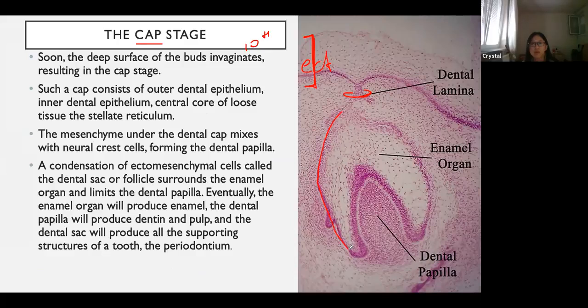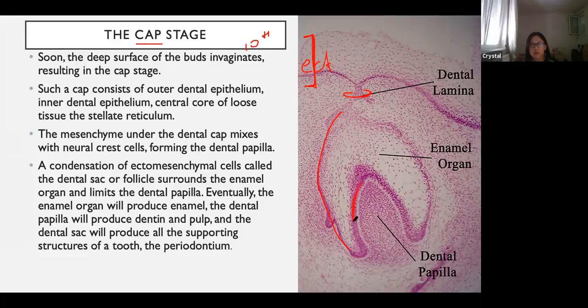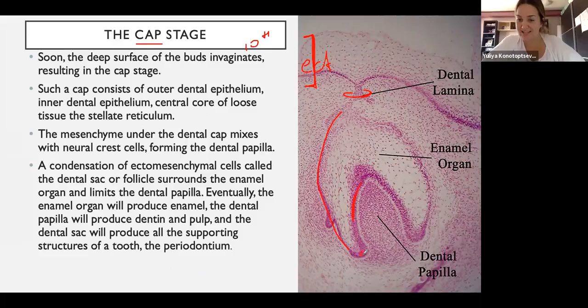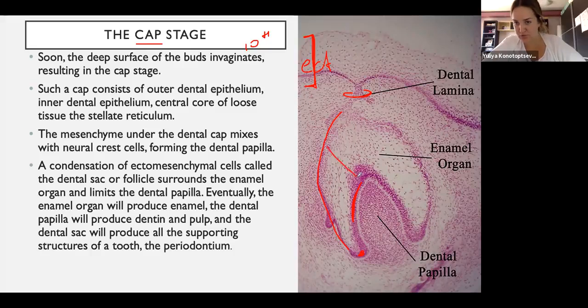Outer enamel epithelium. This is the continuation of the ectoderm, right? You can see that this is still ectoderm. How do you call this one? Inner enamel epithelium. How do you call this connection between them? Cervical loop. How do you call this loose connective tissue between the two enamel epithelia?